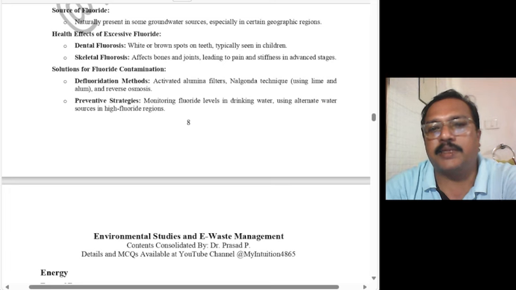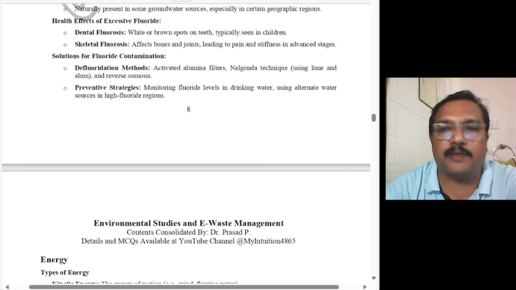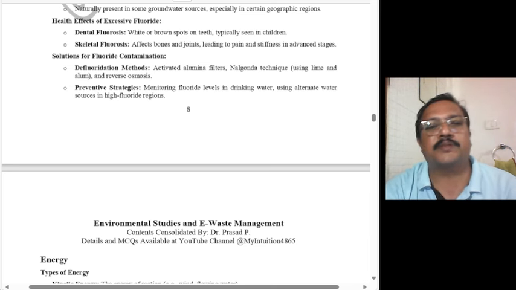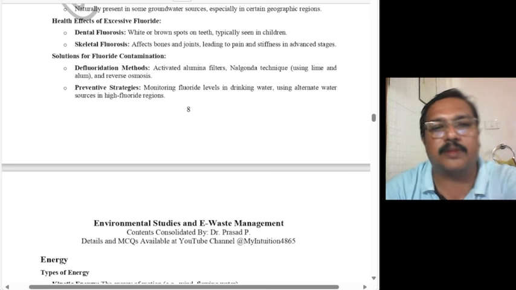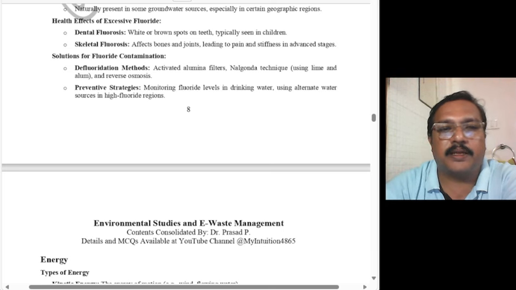The second method is the Nalgonda technique, which uses lime and alum to remove the fluoride from water. These chemicals cause the fluoride to separate from the water, and it can be taken out along with the lime as a mixture, a precipitate that can be separated. So it's a very useful technique where people use a lot of groundwater.